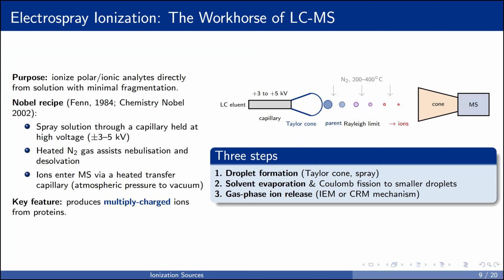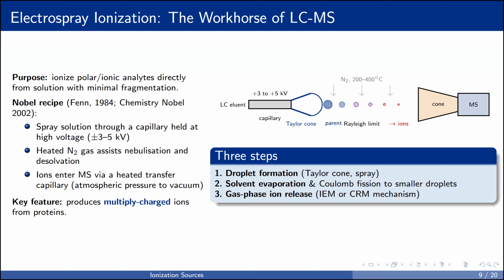Electrospray ionization is the workhorse of LC-MS. Electrospray is the most transformative development in analytical mass spectrometry in the last 40 years. It's what makes modern LC-MS possible, and it's what let us put proteins into mass spectrometers for the first time. Here's the idea. Push a solution, typically the effluent from an LC column, through a narrow capillary held at several kilovolts relative to ground. The electric field at the capillary tip is enormous.